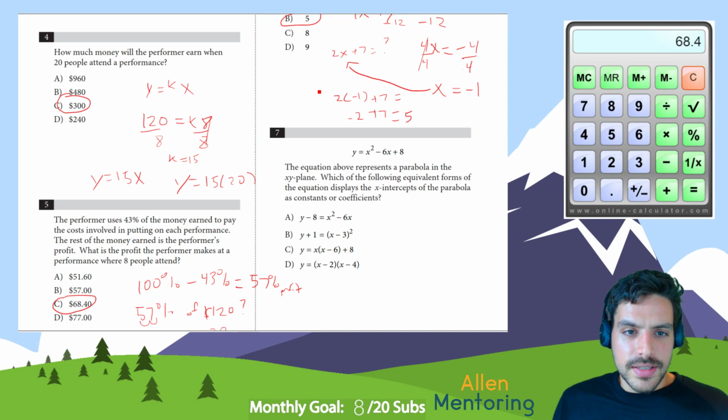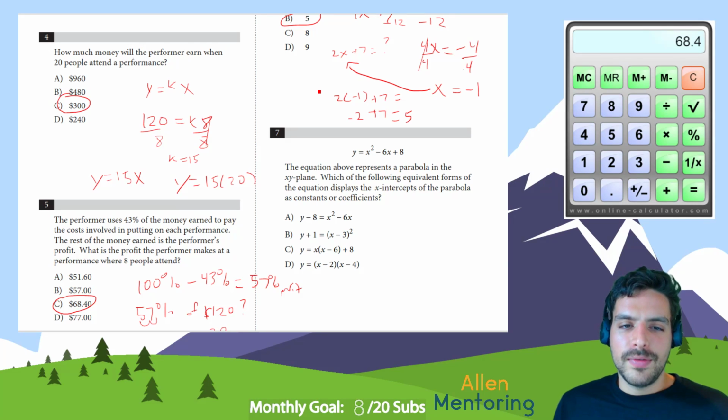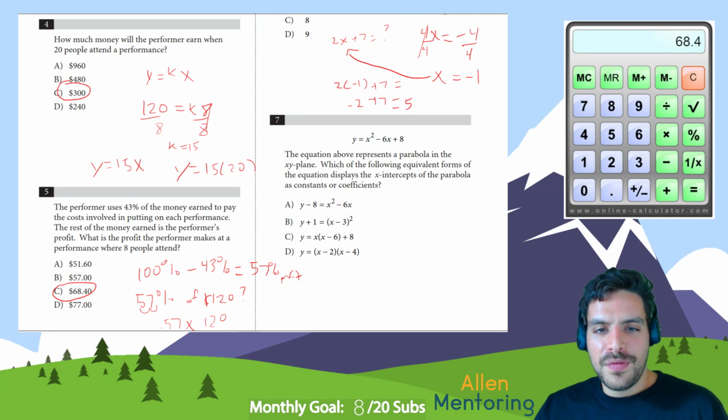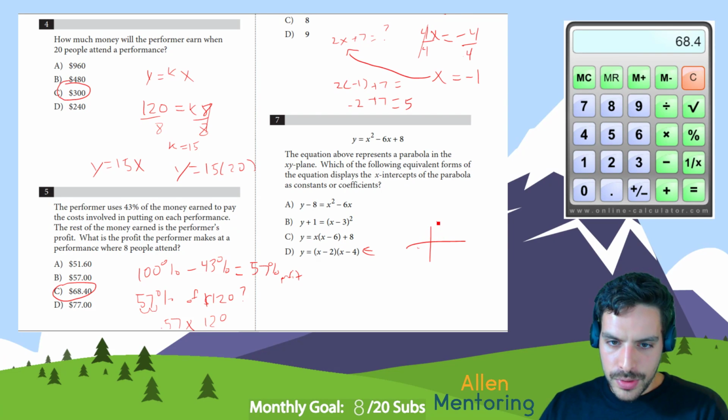All right. 7. The equation above represents a parabola in the xy plane. Which of the following equivalent forms of the equation displays the x-intercepts of the parabola as constants or coefficients? So when you factor a quadratic equation as such, if you want to show the x-intercepts, you actually want to put it in a form that looks like this. Because this will show you that the parabola is going to look something like that.